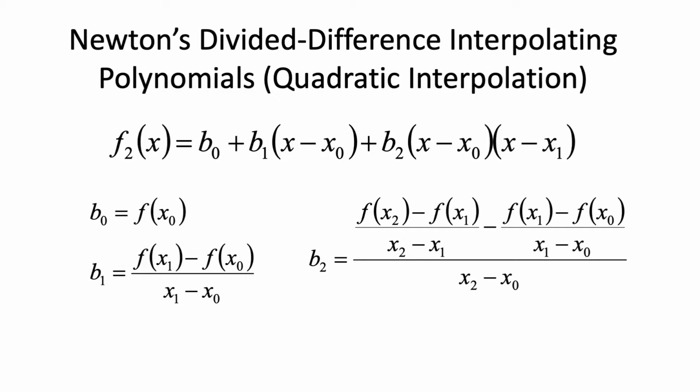A simple procedure can be used to determine the value of the coefficients. If we let x be equal to x0, we can compute for b0. So if x is equal to x0, this is f of x0, this becomes 0, and this becomes 0.